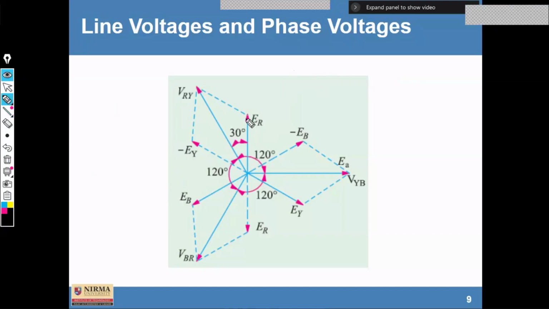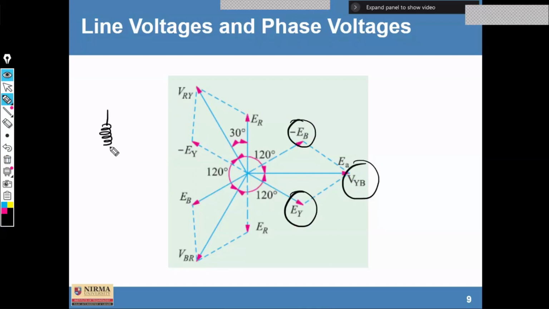Three vectors: ER is extended in the negative side. Similarly, this EB vector is extended in the opposite direction, minus EB. And similarly, this EY vector is extended in the negative direction here. Fine. So here, the vector sum of these two, minus EB and EY, is your VYB. How is it? Let us see.